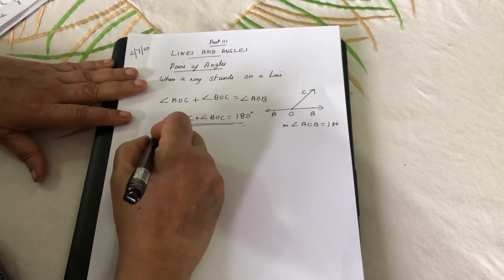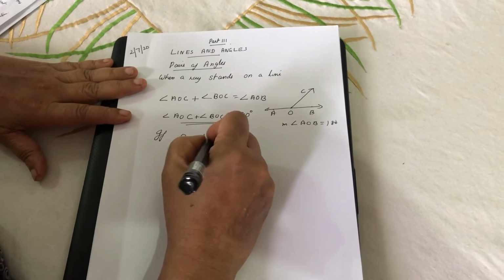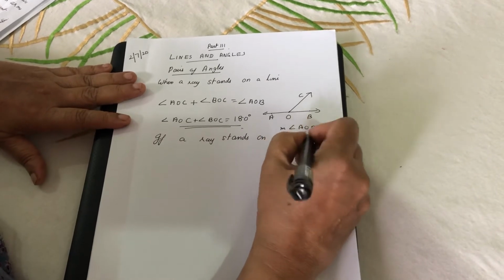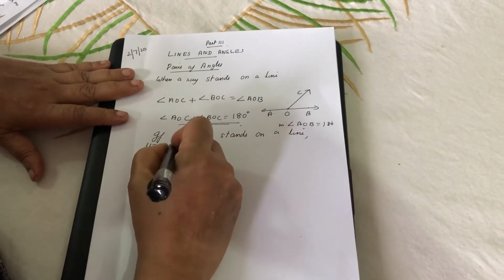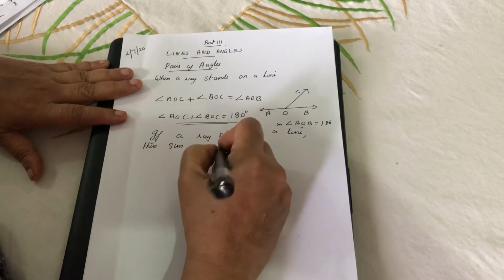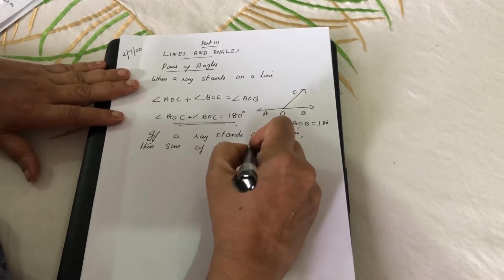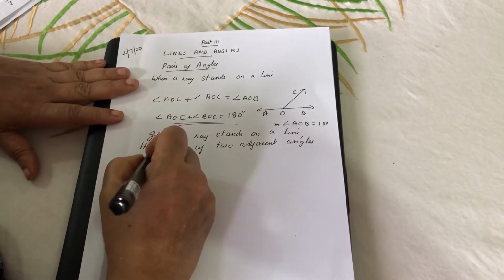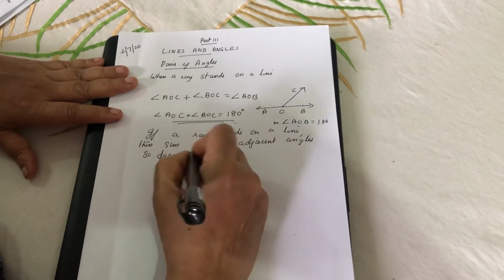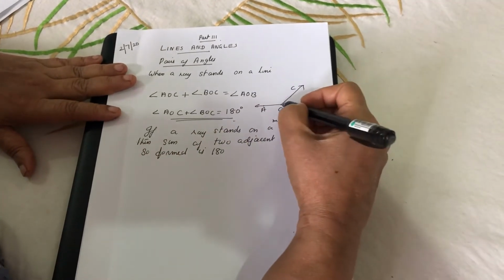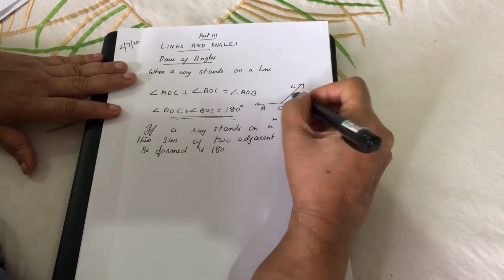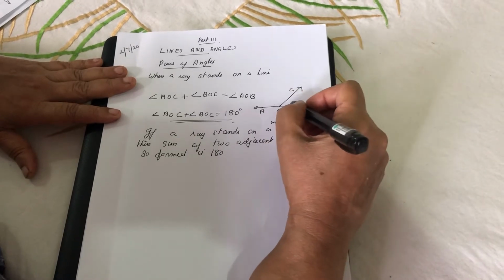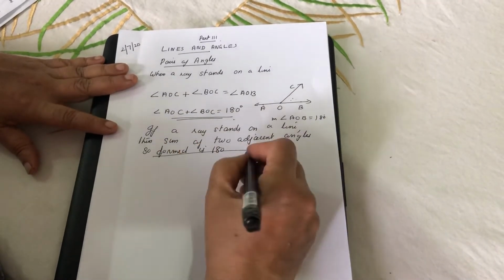So what you have learned here: if a ray stands on a line, then the sum of the two adjacent angles so formed is 180. That means a ray is standing on this line, two adjacent angles are forming. So the sum of these two adjacent angles is 180.